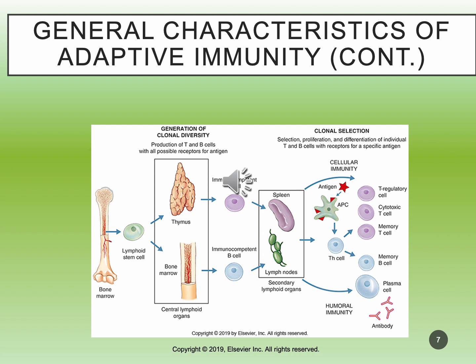Clonal diversity begins when we are born. Two phases of adaptive immunity. Let's start with the first phase, which is the clonal diversity phase. It occurs in the primary lymphoid organs: the thymus and the bone marrow. Hence the names T cells and B cells.